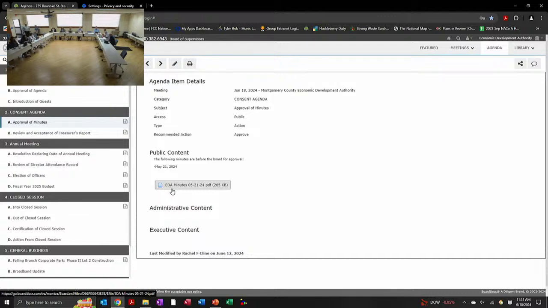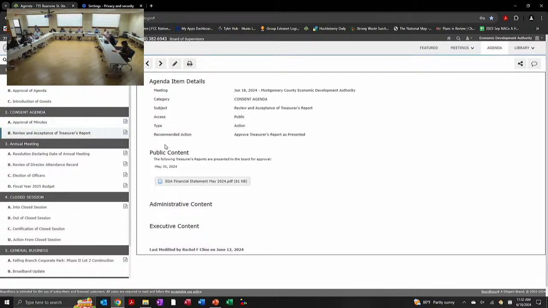Included in the packet that went out before is the minutes from last meeting. Needed approval for those minutes. Motion to approve. So moved. Motion to approve the minutes from last meeting. We have a second. Second. We have a motion and second to approve the minutes from last meeting. All those in favor say aye. Aye. Any opposed? Motion carried.